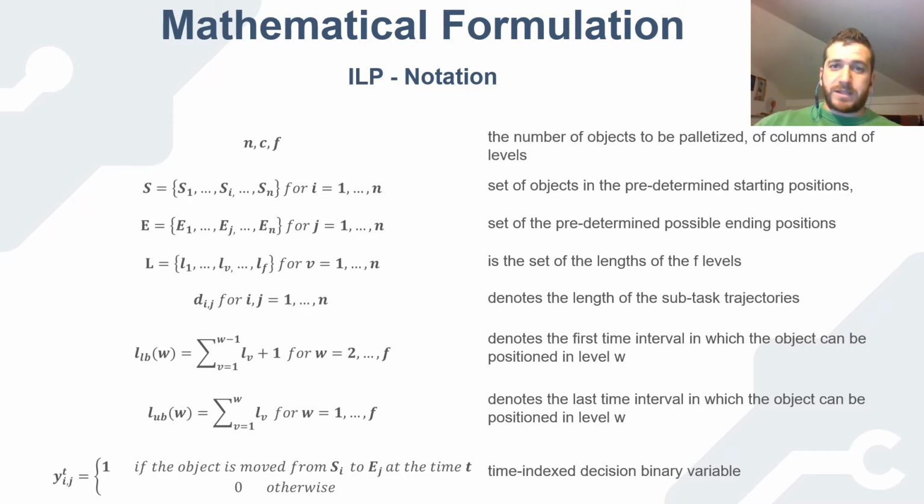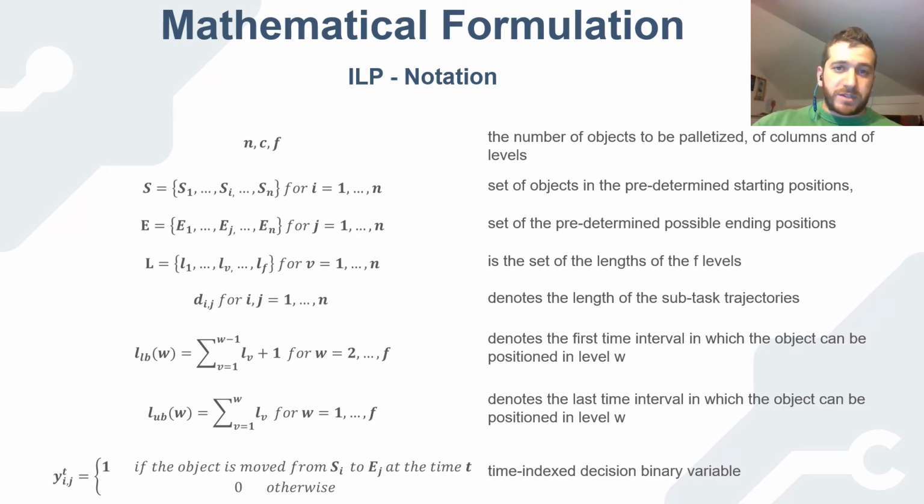Capital S is the set of objects in the storage area, where each object is represented by its center of mass in the geometrical space. Capital E is the set of possible ending positions in the delivery area. Capital L is the set of lengths of the F levels. The IJ denotes the length of the possible trajectory performed by the end effector during a pickup and delivery operation. The other parameters and variables describe the generic position and configuration of the object.